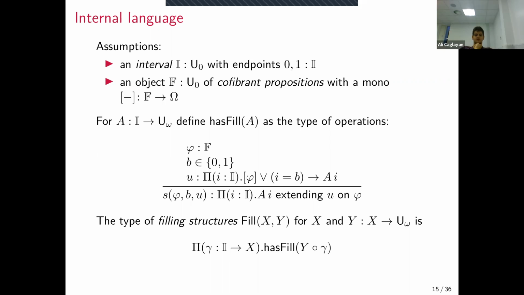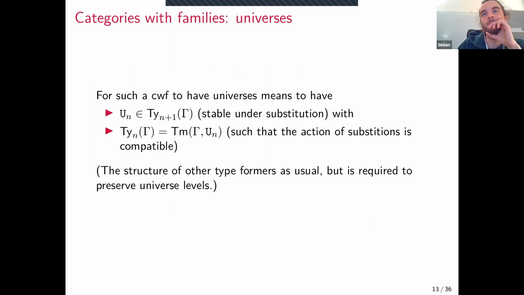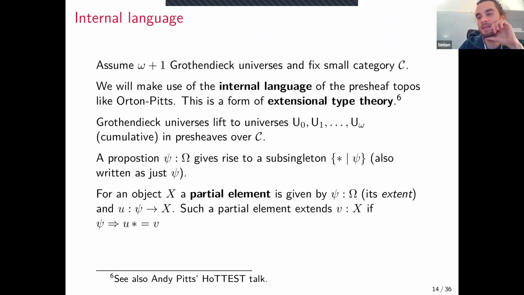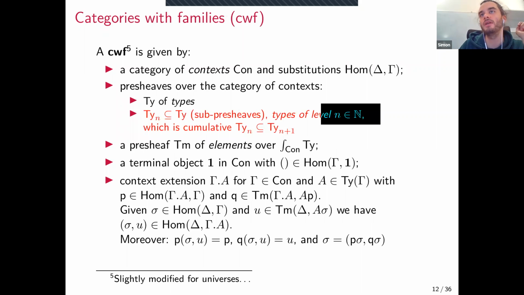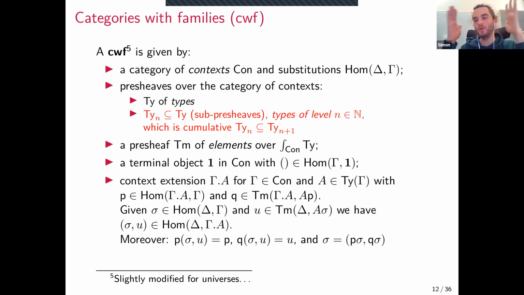Sorry, can I quickly ask, what's U omega? U omega is in a way the largest universe. It's a cheap way to talk about big types. Before, in the CWF world, I said that for any natural number I have a universe, and there is also a universe in the presheaf world, which corresponds to this Ty here.